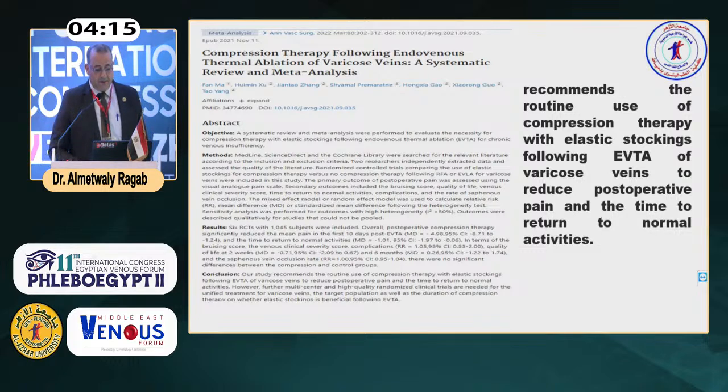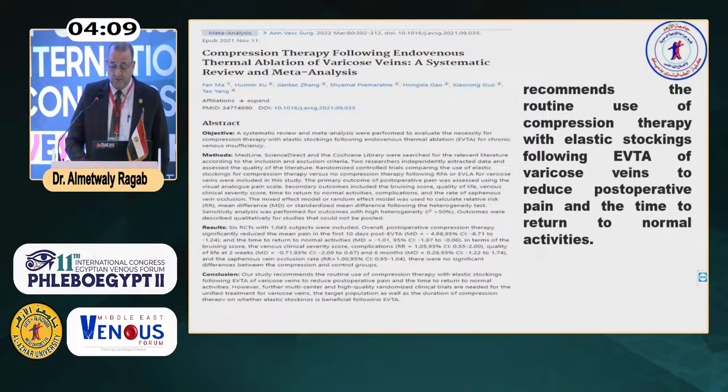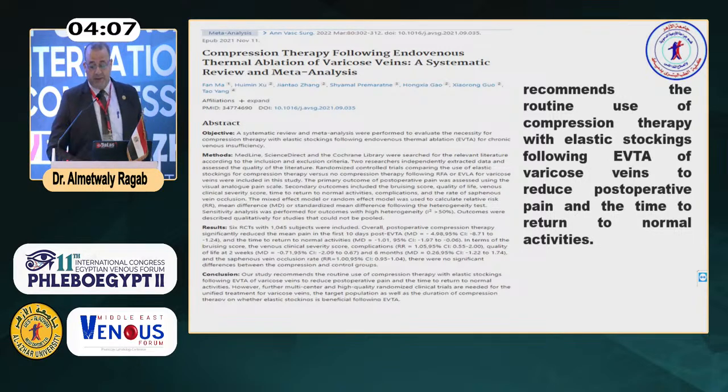Fan et al., in a meta-analysis on compression therapy following endovenous thermal ablation of varicose veins, recommend the routine use of compression therapy with the elastic stocking following endovenous thermal ablation of varicose veins to reduce post-operative pain and the time to return to normal activity.